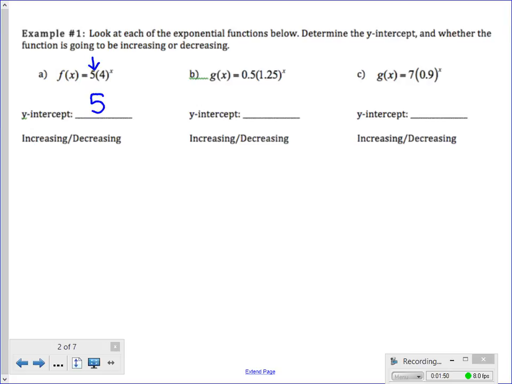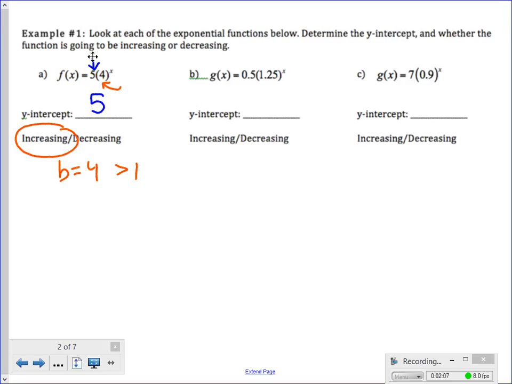To determine if an exponential function is increasing or decreasing, I look at the growth rate b. So here, b is 4, and 4 is bigger than 1. 4 is a big number, so it is going to be increasing. All right, let's look at B.